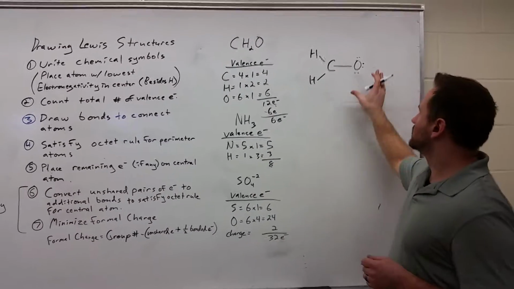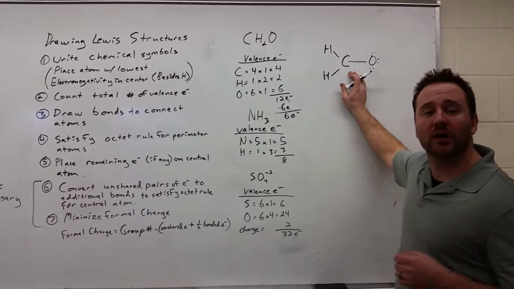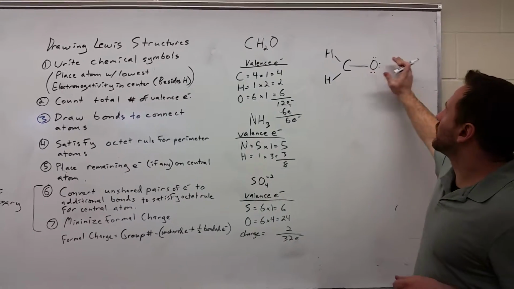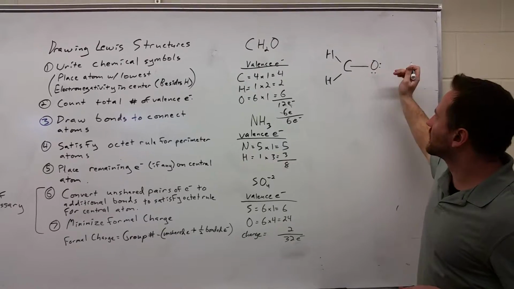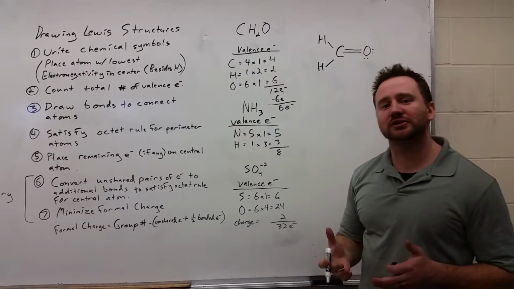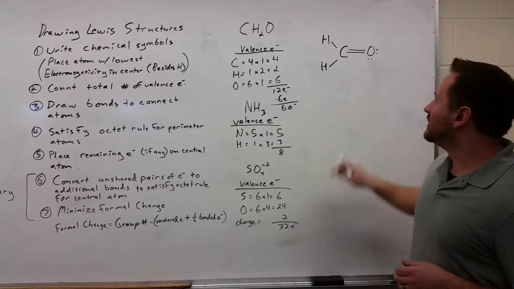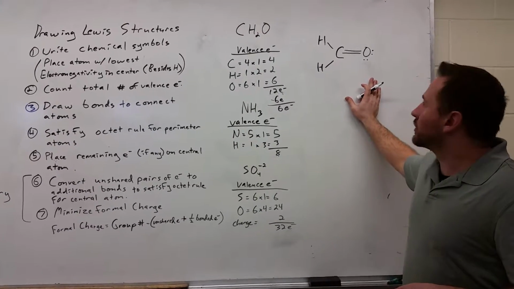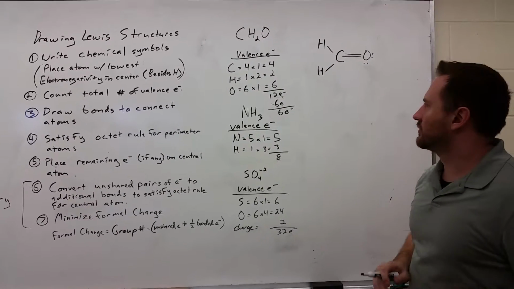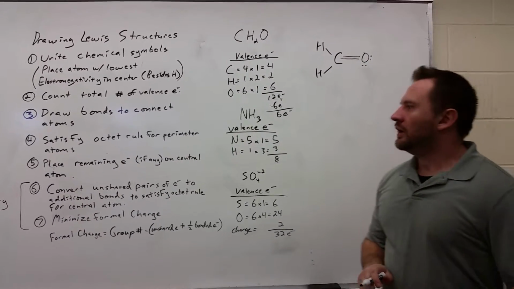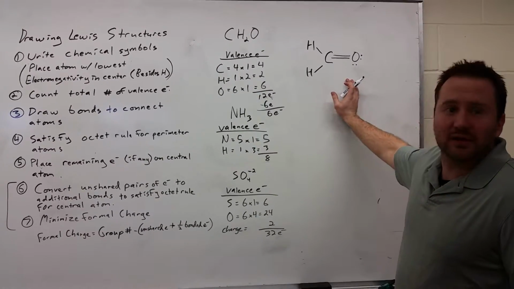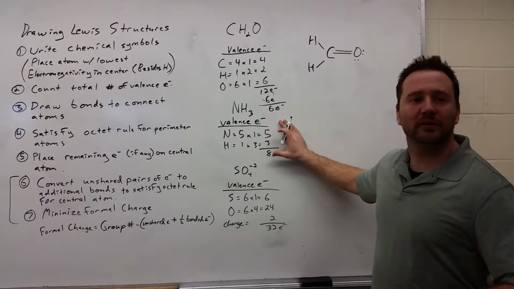Now, oxygen's satisfied, however, carbon only has 6 electrons around it. So what we're going to do is form a double bond between the carbon and the oxygen by taking 2 of the unshared electrons on the oxygen and sharing them with the carbon. This will allow for a complete structure where you have all atoms satisfying their octet rule, hydrogen again only needing 2, so it's all set. Now, if we had some electrons left over, which we did not, we would have placed them on the central atom, and that's what's going to happen in this molecule.